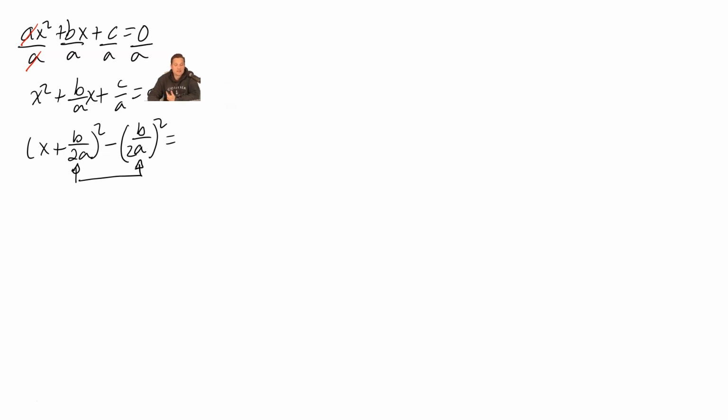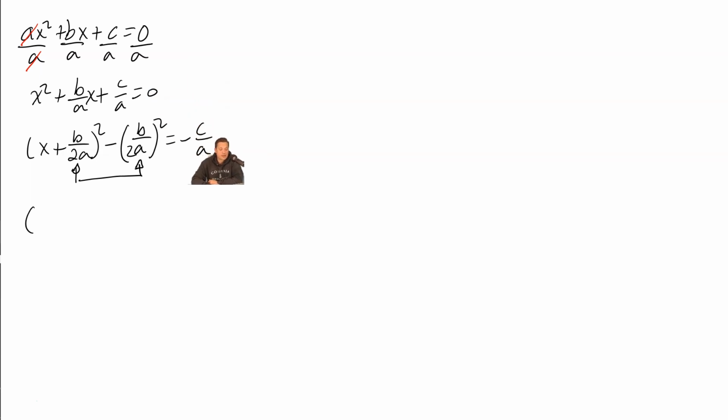Again, just make sure that the b over 2a is the same quantity in both places. And then I take that c over a from the previous step and I move it to the right side with subtraction, so it becomes negative c over a. I then apply the 2 to the b and the 2a individually, so when I do that, I'll have x plus b over 2a squared, minus b squared over 4a squared, and all of that is equal to negative c over a still.